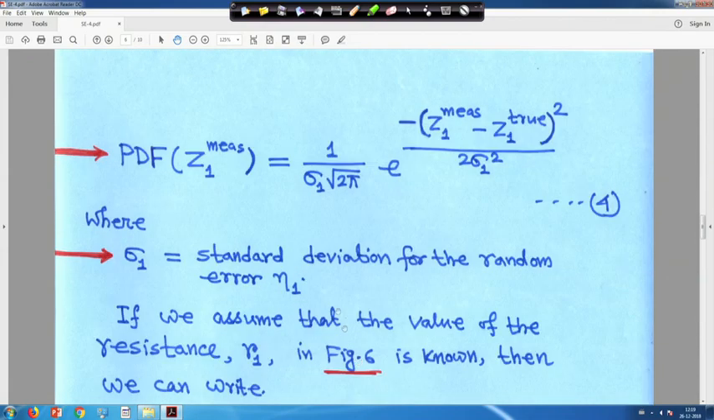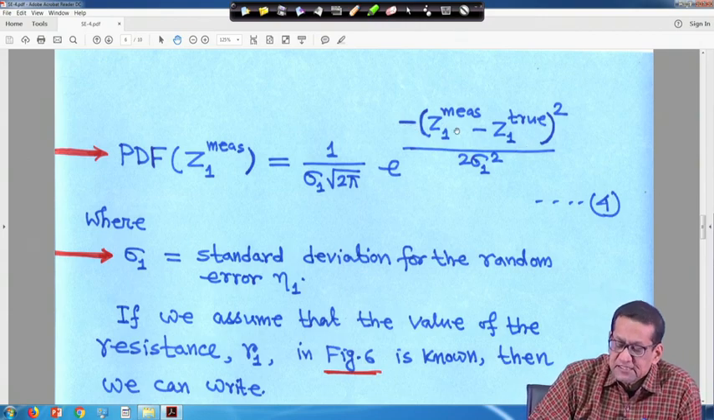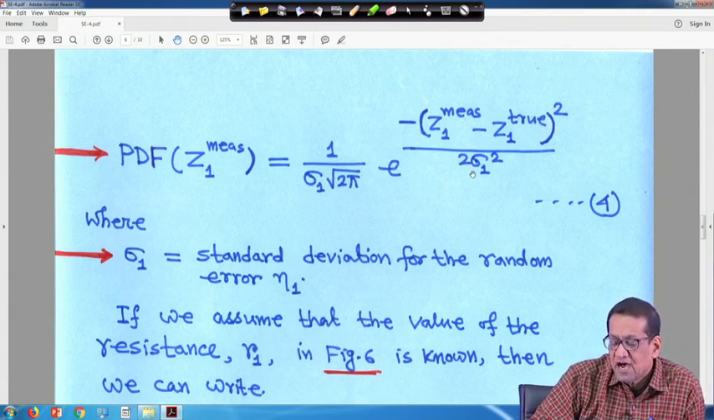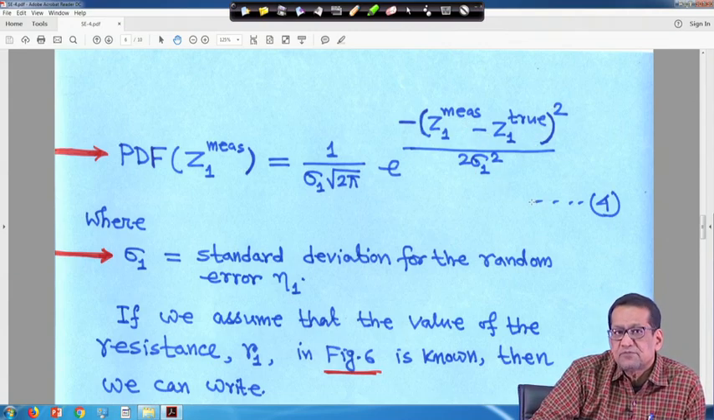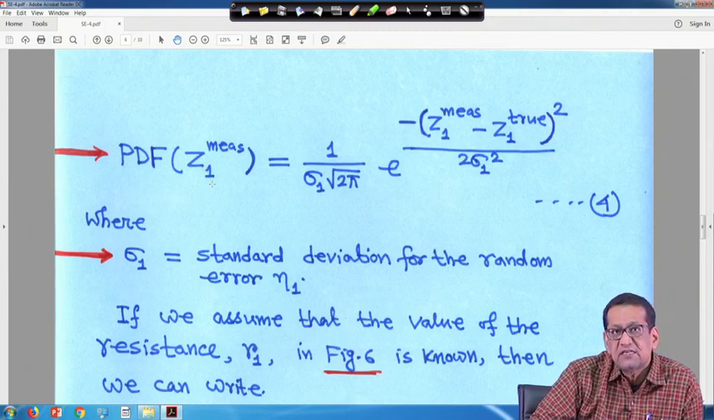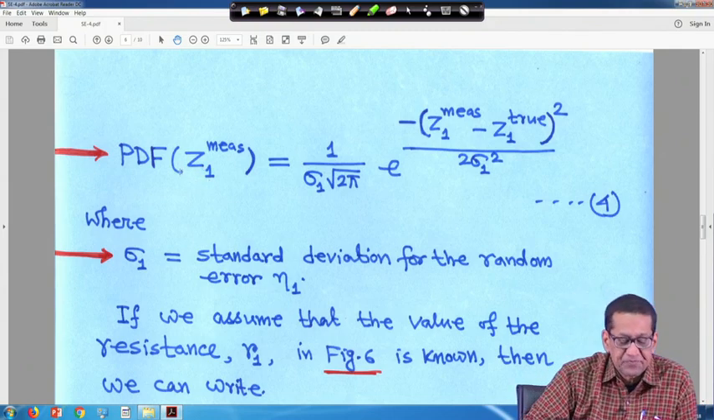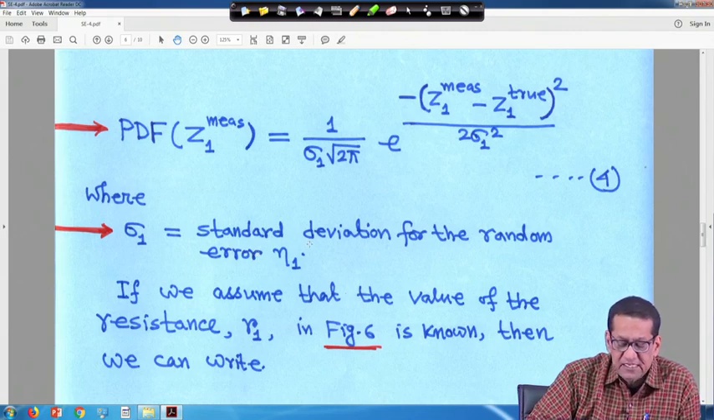So, in this case we can write the PDF of Z1 measure is equal to 1 upon sigma 1 root 2 pi, into e to the power minus zeta 1 square upon 2 sigma 1 square, but zeta 1 is equal to Z1 measure minus Z1 true. So that is why it is minus Z1 measure minus Z1 true whole square upon 2 sigma 1 square. This is equation 4. This is the probability density function for Z1 measure, where sigma 1 is the standard deviation for the random error, that is zeta 1.